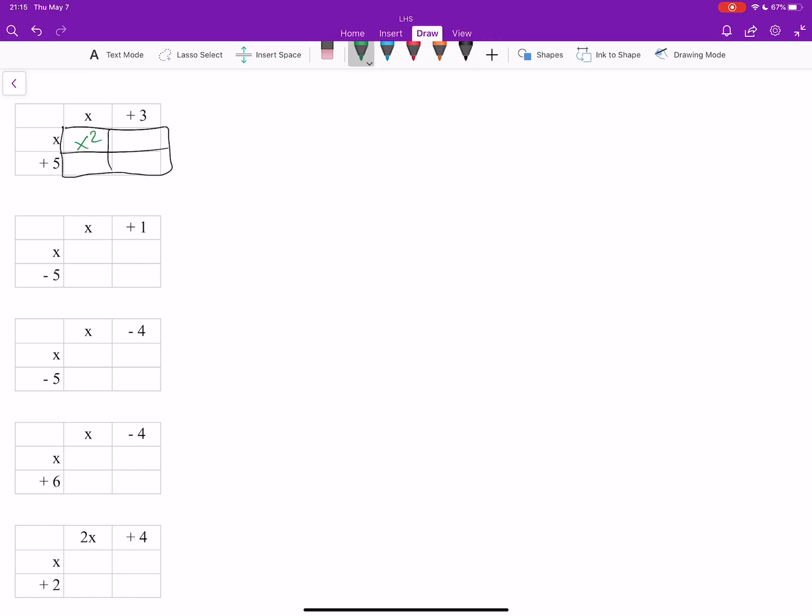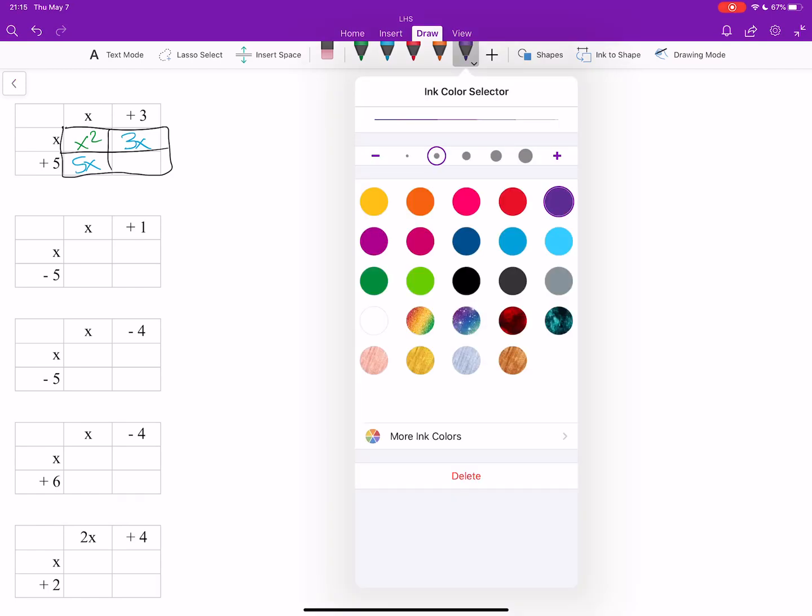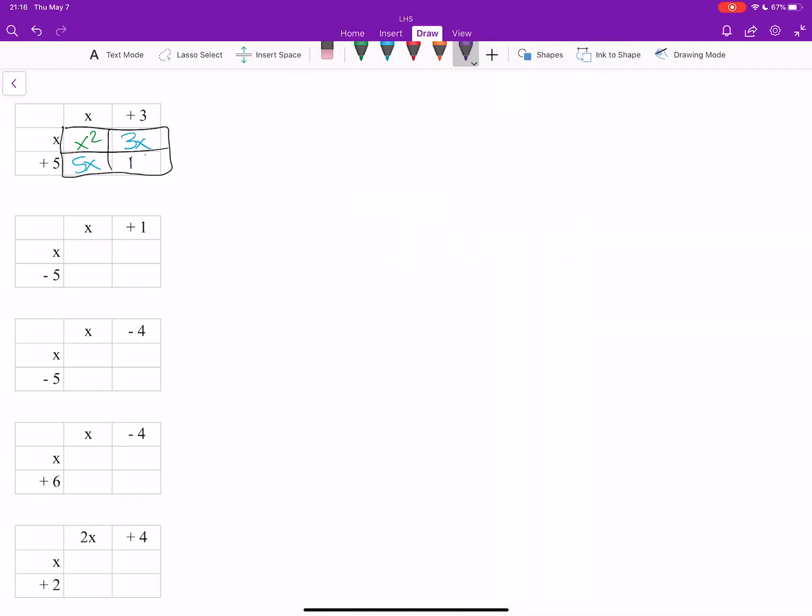Right here, I have 3 times x in the top right box. 3 times x is 3x. Right here, 5 times x is going to give me 5x. And finally, in my very last box, I'm going to do 5 times 3, which will get me 15. Off to the right-hand side here, all I'm going to do is take everything that's in the box and just write it horizontally so it's all together.